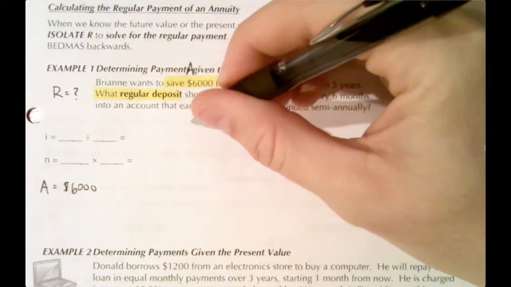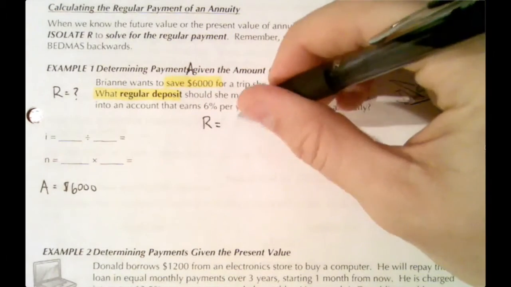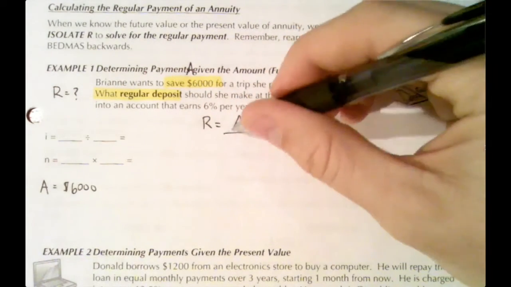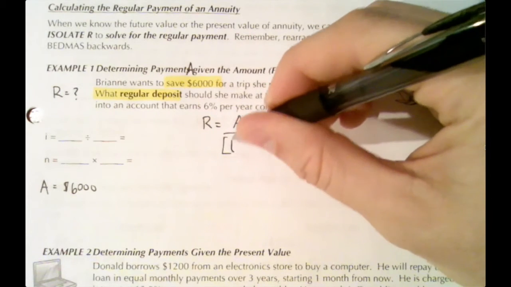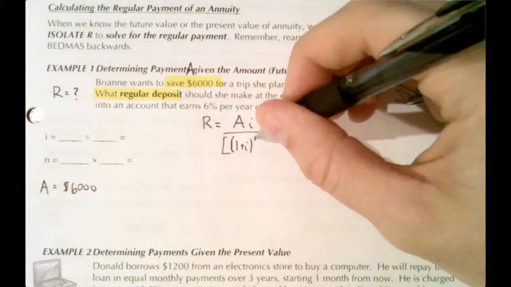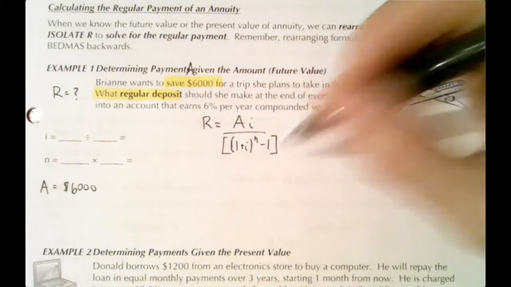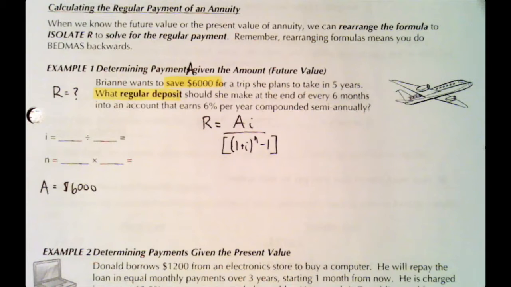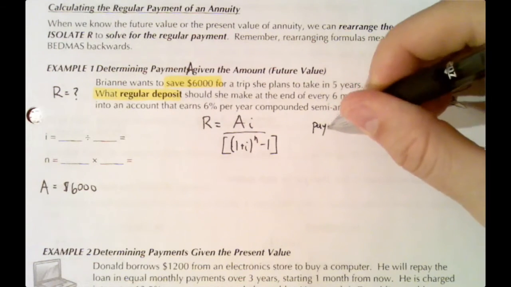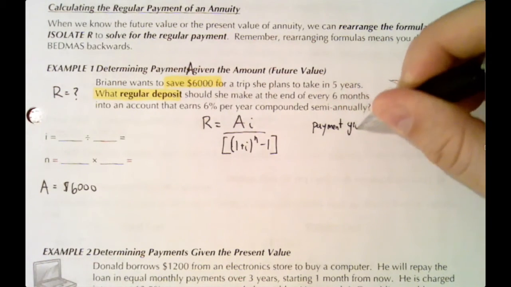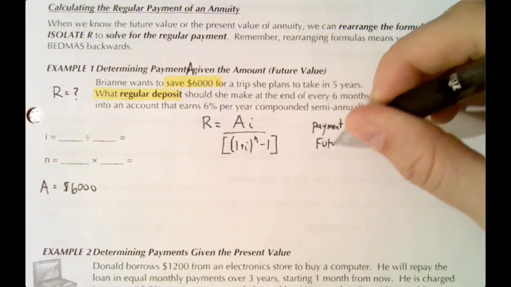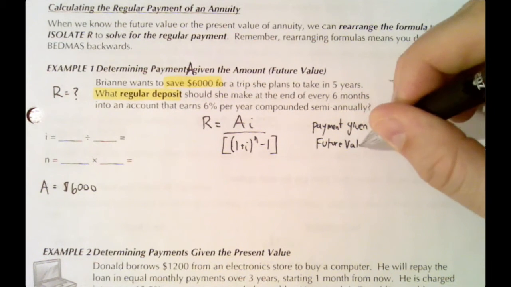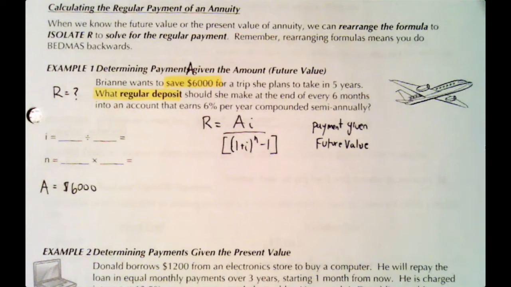And instead of us developing it, I'm just going to give it to you. R is equal to A times I divided by bracket 1 plus I to the exponent n minus 1 square bracket. And if you look at the original A equation, it's the same variables, it's just rearranged for R. So if we want to solve for R, we just use our new equation. This is the equation for payment given future value. And this should be added to your survival guide.